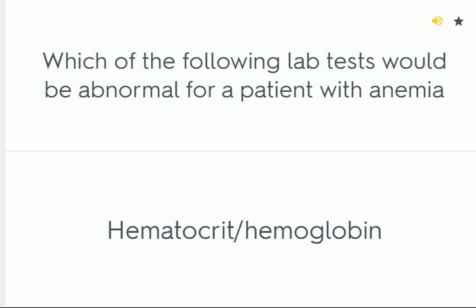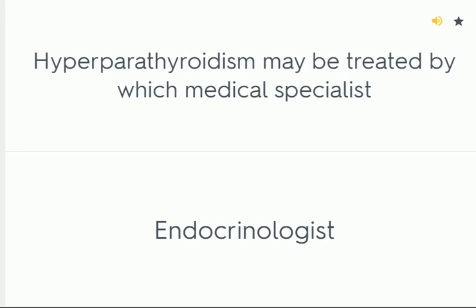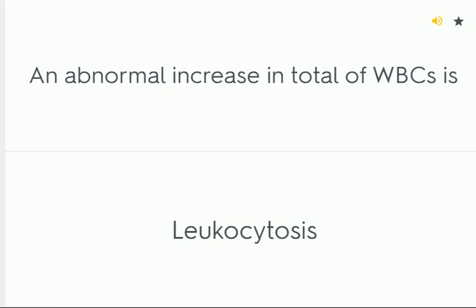Which of the following lab tests would be abnormal for a patient with anemia? Hematocrit, hemoglobin. Hyperparathyroidism may be treated by which medical specialist? Endocrinologist. An abnormal increase in total of WBCs is leukocytosis.